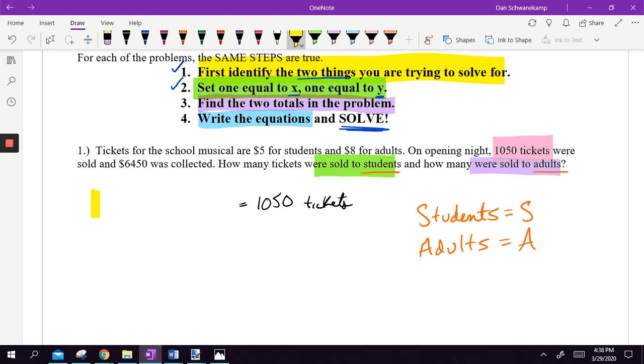So I'm going to write an equation right here that's only about tickets, and it's going to be equal to 1,050 in the end. Now I got to look for another total. Let's try to color code this and not use every color in the world without some meaning.